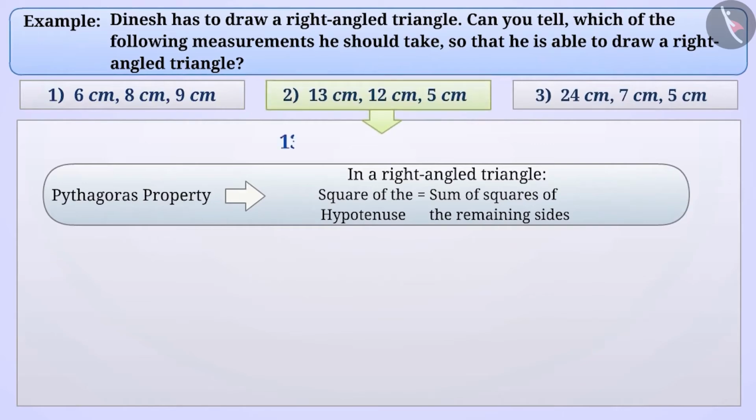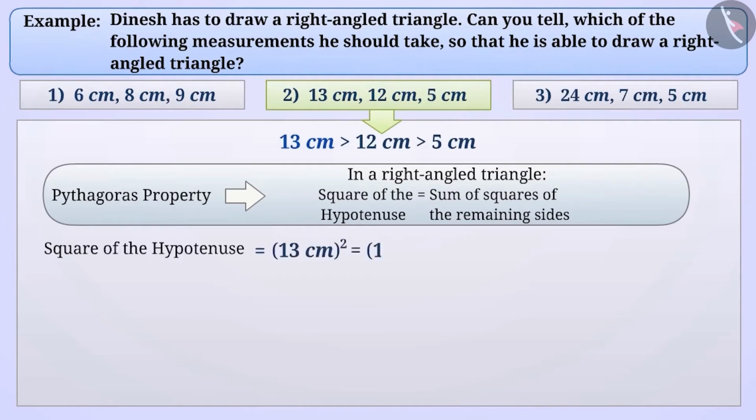Coming to the second statement, we see that the largest value here is 13 cm. So it can possibly be the measure of the hypotenuse. Here, the square of the hypotenuse is equal to 13 cm square, which is equal to 13 multiplied by 13 cm square, which is equal to 169 cm square.